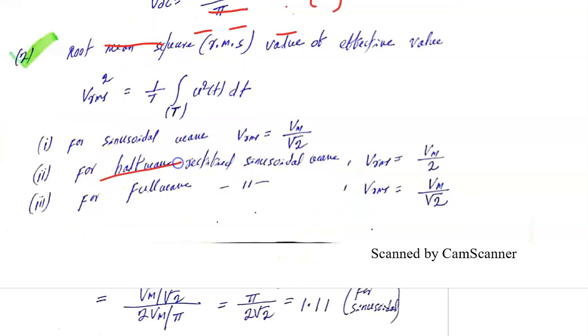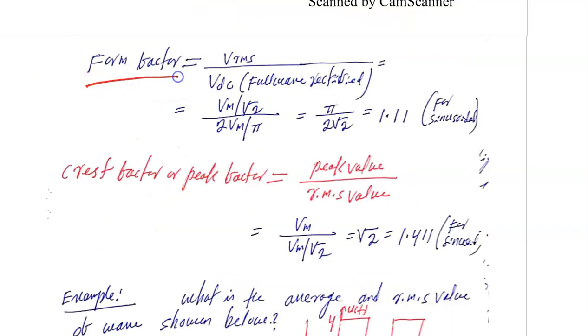For a half wave rectified sinusoidal wave, Vrms is equal to Vm upon 2. You can calculate the same way I have already demonstrated. For a full wave rectified sinusoidal wave, Vrms will be Vm upon root 2. Now come to the form factor.